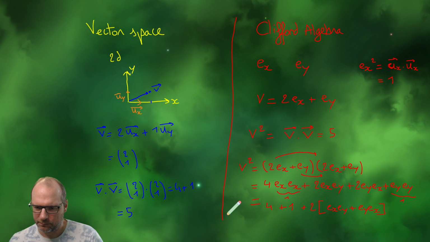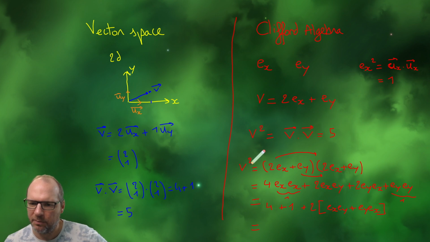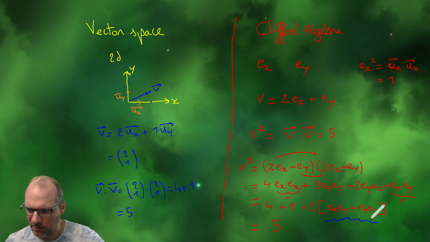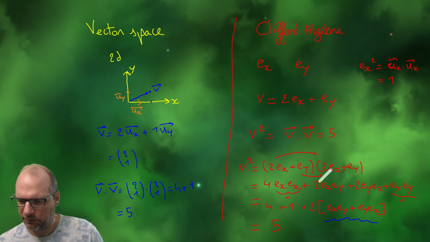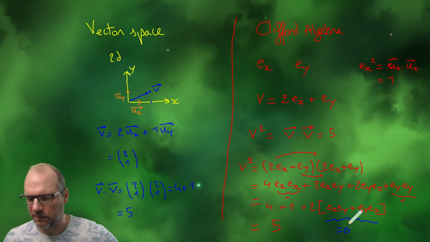So now there is a problem, because what we want to find for the square of the number associated to the vector v, we must find 5. But we have this symbol here that we don't want. So the rule is that we want this part to be equal to 0. And that will solve our problem.